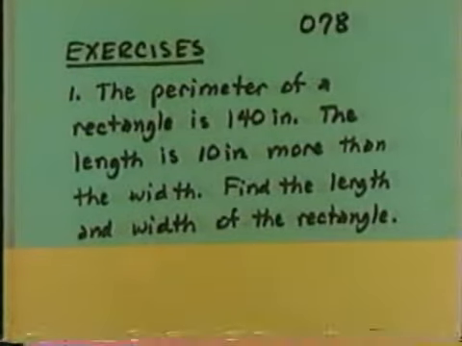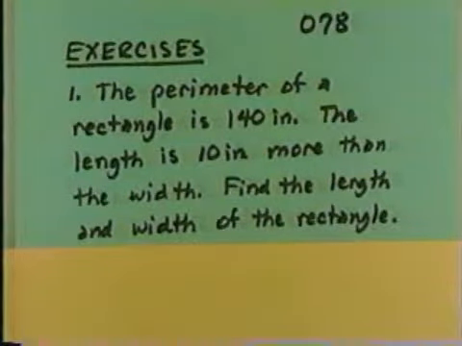Now I'm going to give you 2 exercises involving perimeter. The first one says, the perimeter of a rectangle is 140 inches. The length is 10 inches more than the width. Find the length and width of the rectangle. Copy this down accurately so that you can work it from these words.